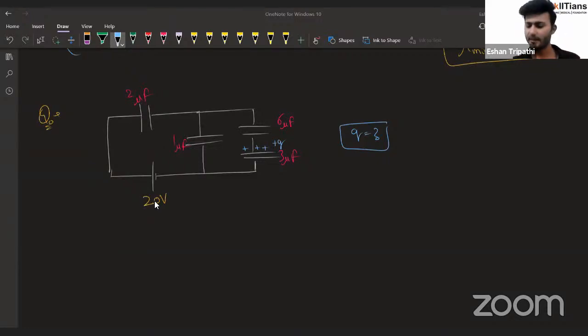You will be revising the capacitance chapter from term one CBSE's perspective later on. But for now, we can focus on these questions. Okay, let me calculate it.